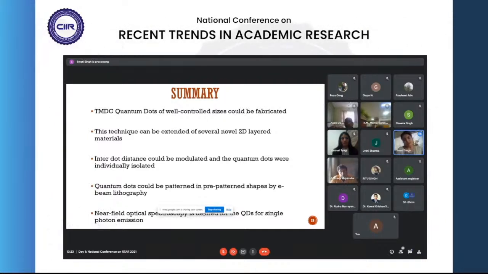And then the near field optical spectroscopy of such quantum dots is desirable for single photon emission in future. And that's it for my current work.